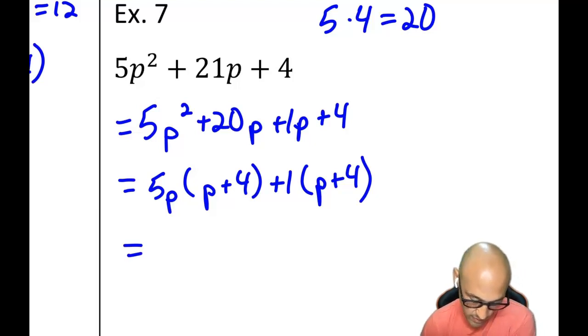Now, 5p plus 1 times the quantity p plus 4.